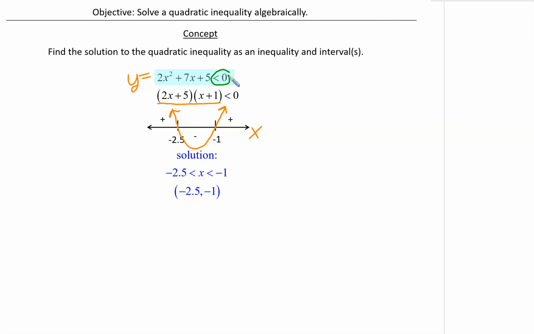So less than 0 numbers are negative, which means we're looking for where the related function would be negative, or the y's would be negative, which would be this section here. Our solution then are the x's that correspond to those y's, which would be the x's in the middle here. And that's this inequality from -2.5 to -1.